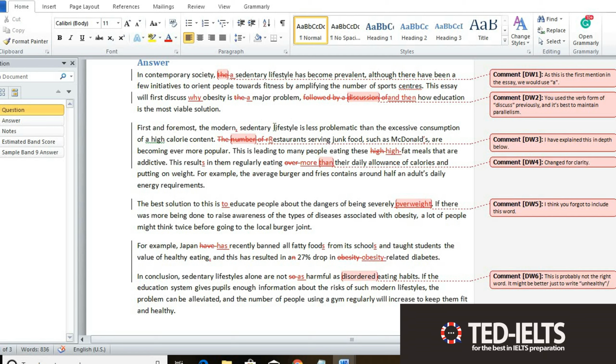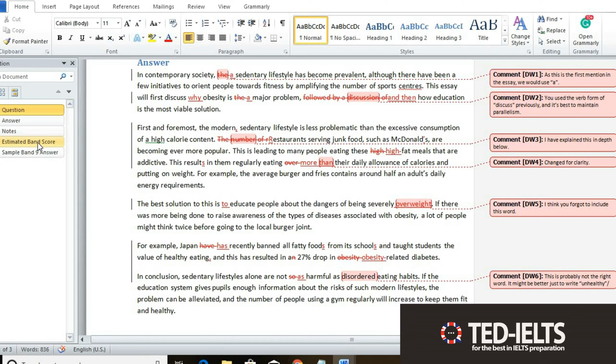So this essay is actually not too bad in many ways. You can see the number of changes in red that I've made is quite minimal, really. So this person has done quite well. However, I'm showing you this because they've done poorly in one respect.